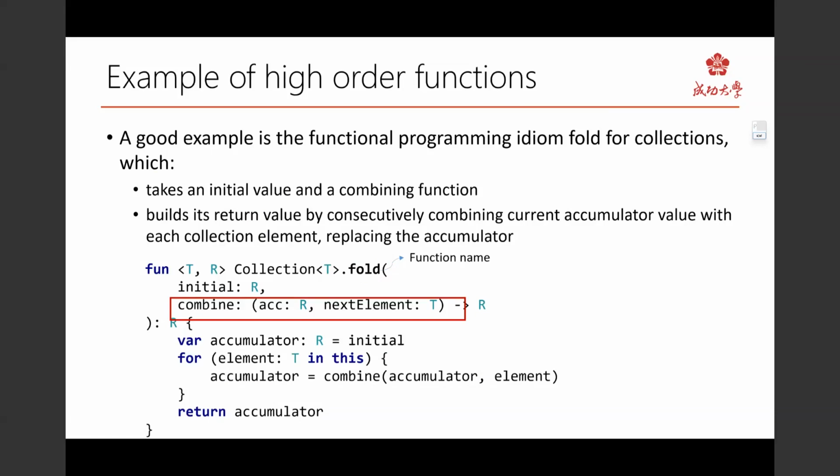So what this function does is that it builds its return value by consecutively combining the current accumulated value with each collection element and replacing the accumulator, and then finally returns the result. So this is an example of higher-order functions. Again, this is because its second parameter over here is a function.